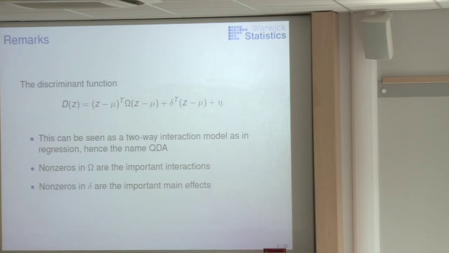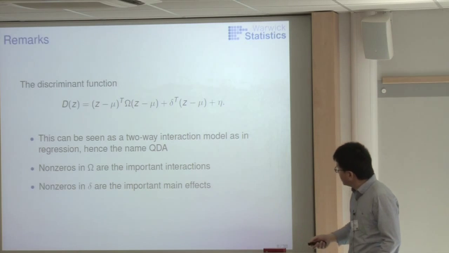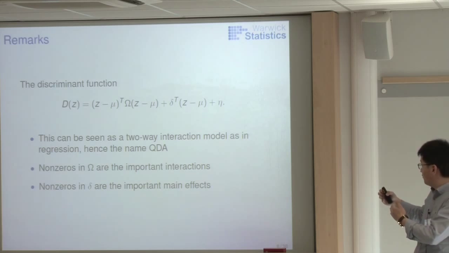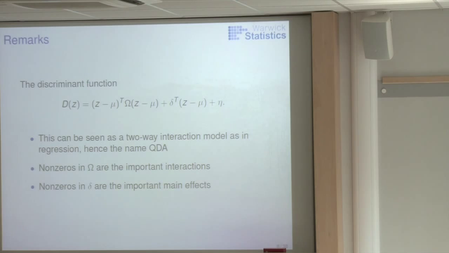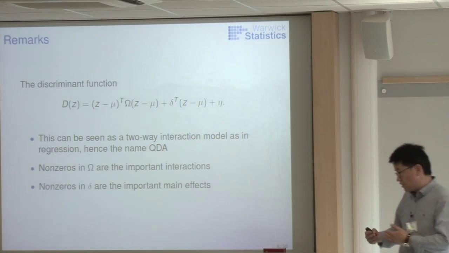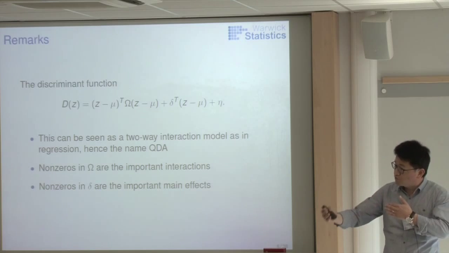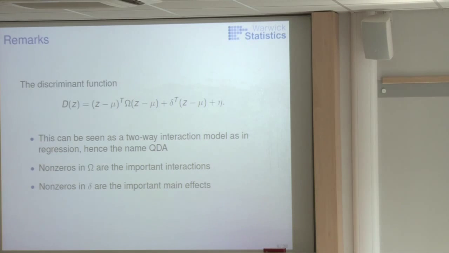Okay, so just a few remarks. If you look at the discriminant function more closely, you can see this as a two-way interaction model as in linear regression, and that's why we name it QDA. Now, to appreciate this function more, we can understand the non-zero entries in this omega matrix as the important interactions. So if you have a non-zero here, it means that the corresponding entries in Z have interactions. Similarly, you can also understand the non-zeros in this delta vector as the important main effects. So in some sense, this classification boundary can be understood as an interaction model. And the goal, of course, is to figure out what interactions are important, what main effects are important. That's the goal of the research.